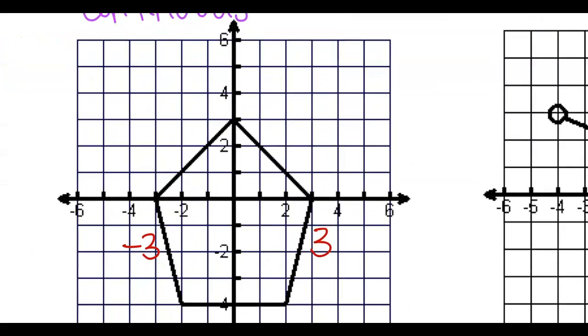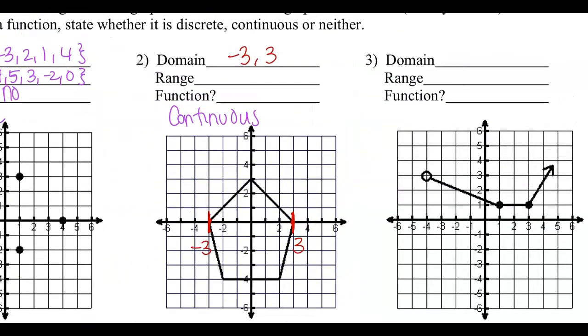Trust me, guys, if there was an open circle, you would see it just like this one right over here. But since I don't see an open circle, I'm going to safely assume that this is a closed circle here, and this is a closed circle here. So with closed circles at both edges of this figure, that means that my domain is going to have brackets at the very edge on both sides.